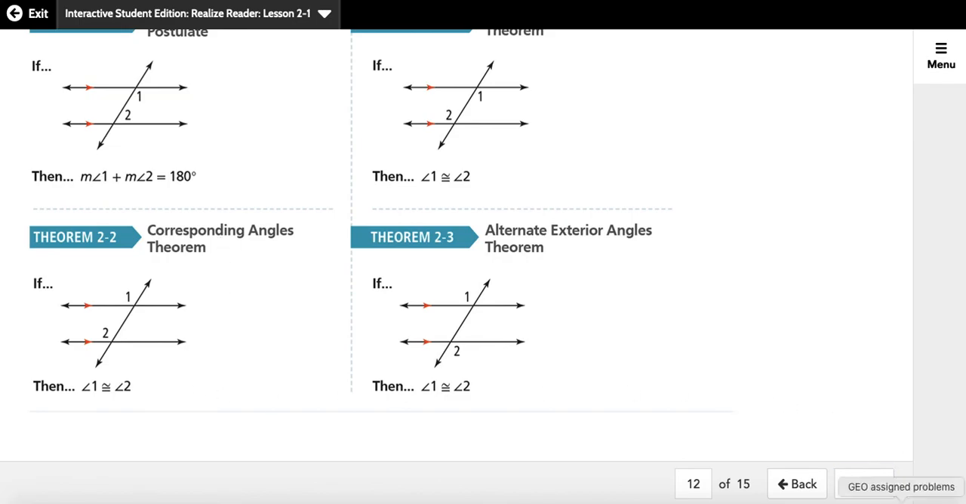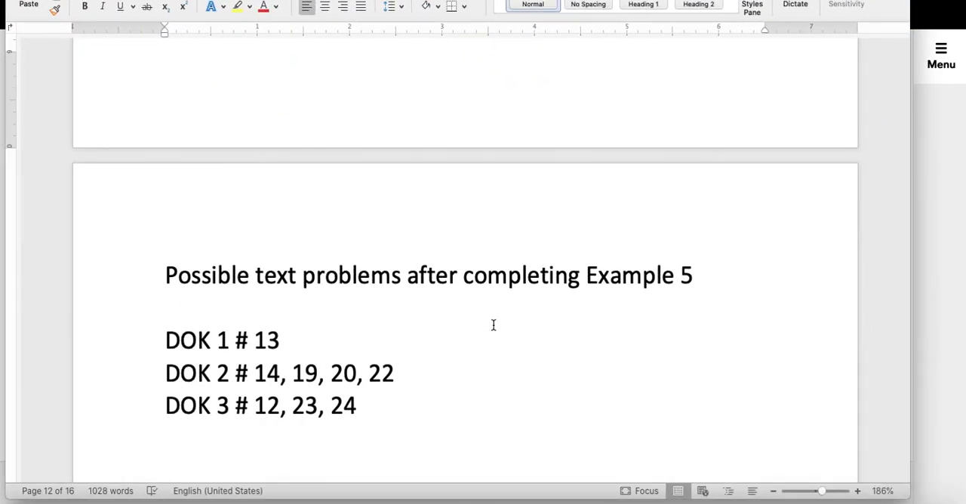Now, having done that example, you should be able to do these problems: 13, 14, 19, 20, 22, 12, 23, and 24.